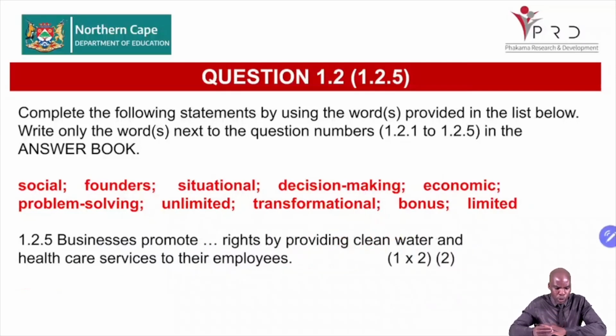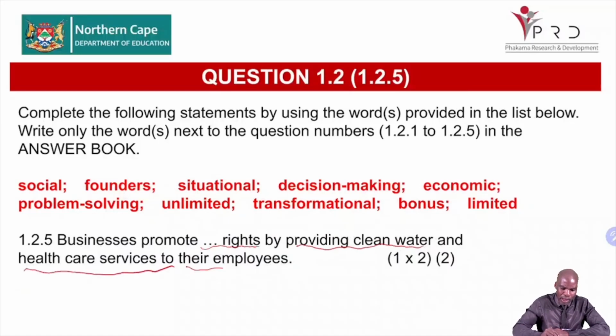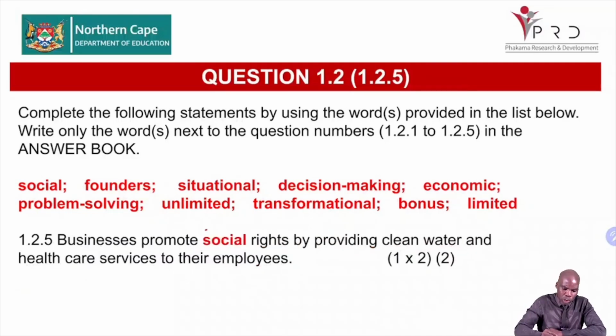All right, let's now move on to question 1.2.5. Businesses promote rights by providing clean water and healthcare services to their employees. What type of rights do businesses promote when they provide clean water and healthcare services to their employees? That's right. Social rights. Businesses promote social rights by providing clean water and healthcare services to their employees.